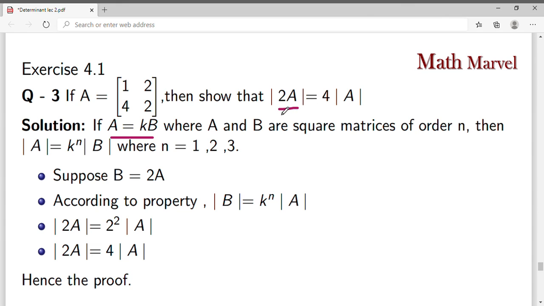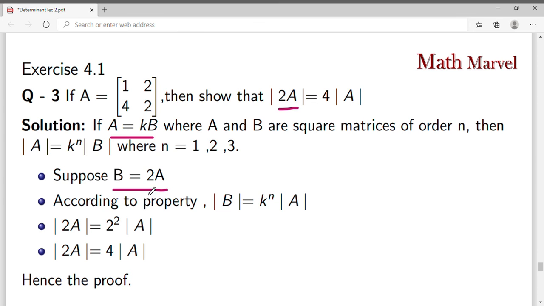So my K is 2. Say yes or no. Here first I take an assumption. Suppose this is my one matrix, so I assume that B equals 2A. Now compare with A equals KB. So what do I have? K equals 2. Now according to the property, what is the determinant?